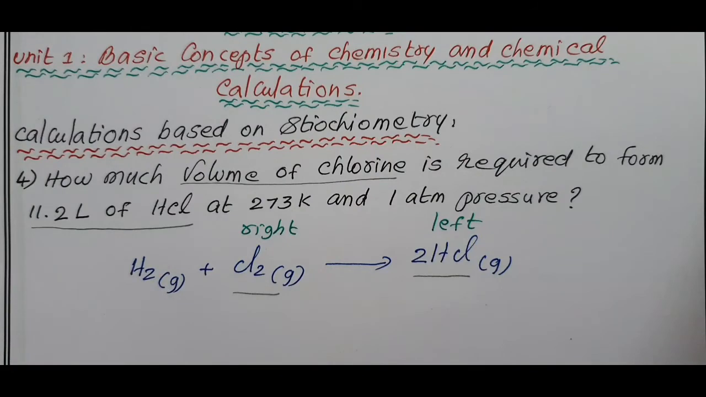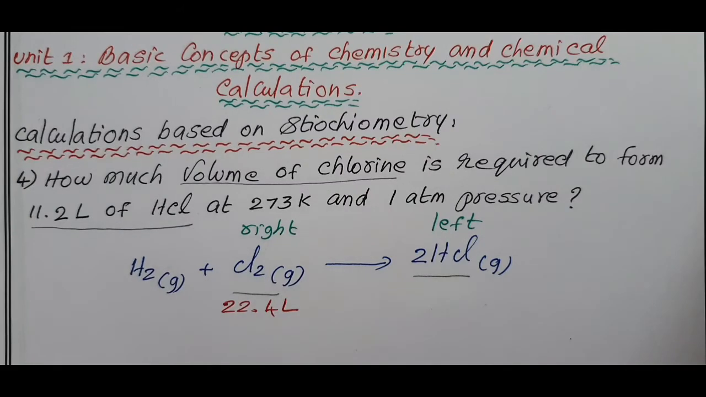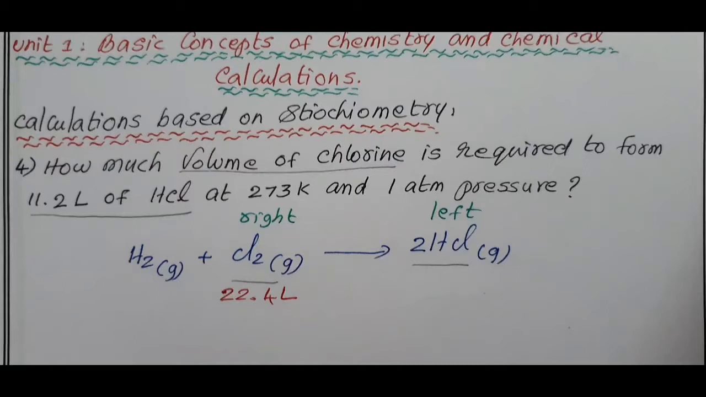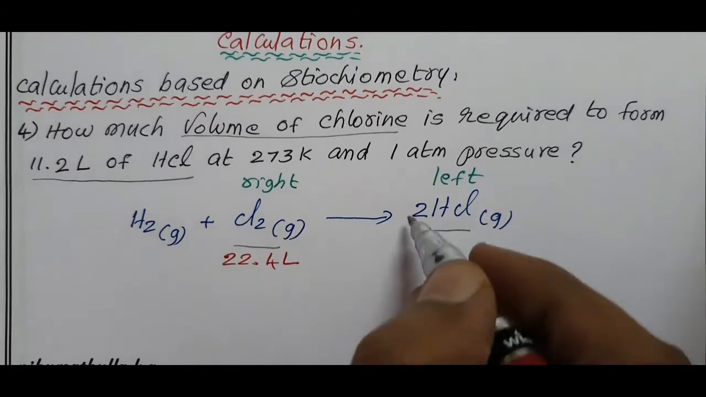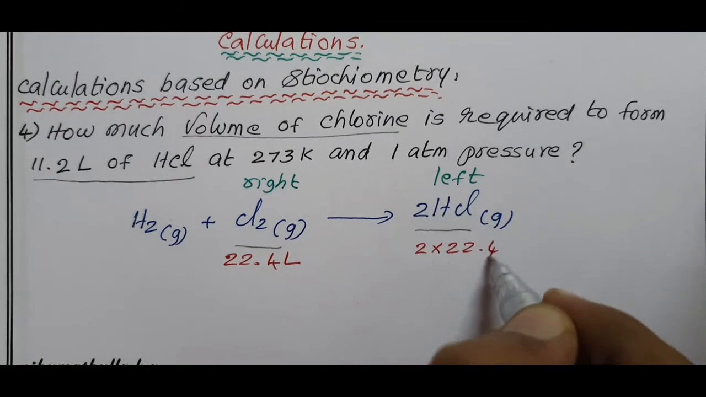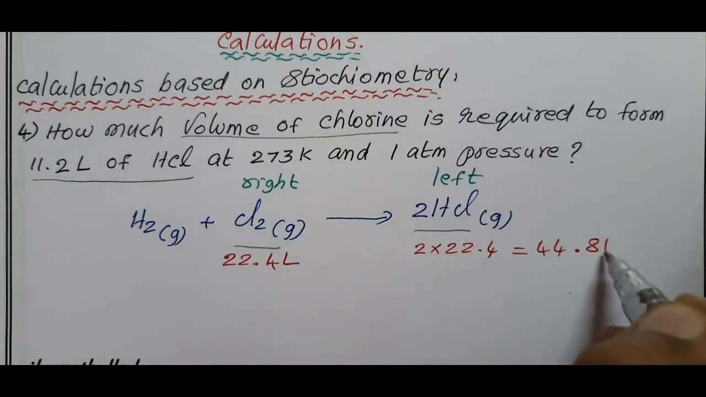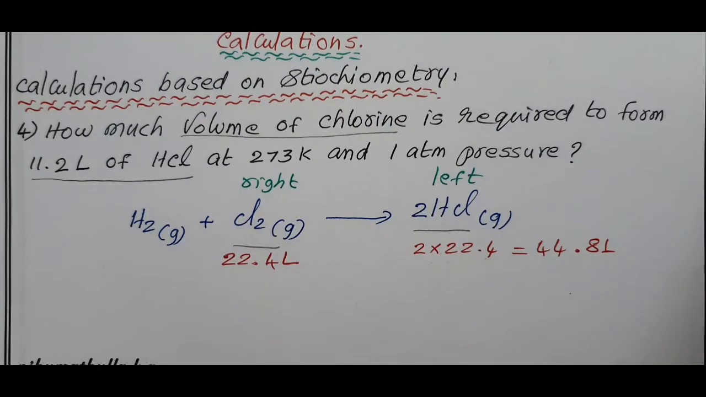Molar volume is a constant value. We know 1 mole of any gas occupies 22.4 liters. HCl has a stoichiometric coefficient of 2. Therefore, 2 into 22.4 equals 44.8 liters of HCl formed in this equation.